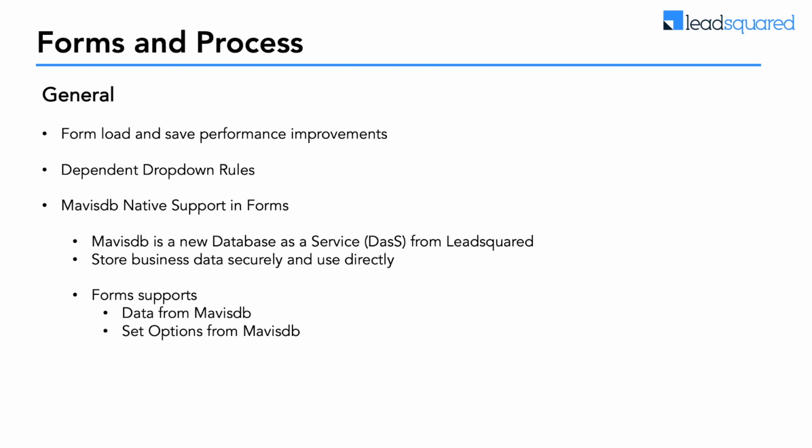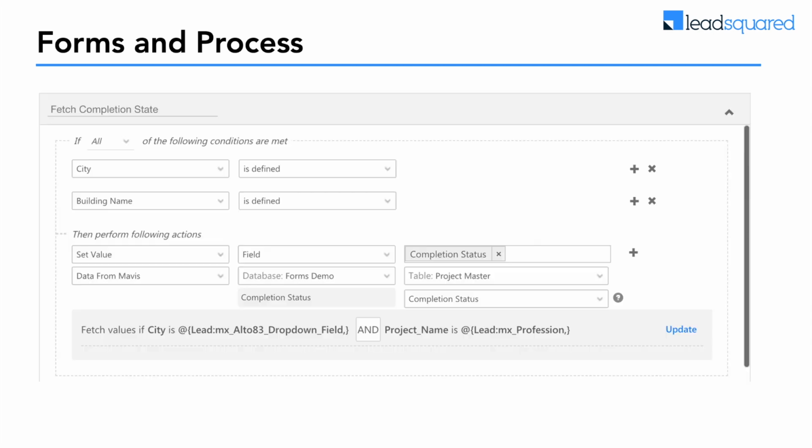But from a forms perspective, we have two supports so that you don't need to invest much time. Setting it up is easy, so using it should be as well. That is the reason we have these two integrations. One allows you to fetch data from Mavis DB and set it to fields within forms, and the other allows you to set options for a drop-down value.